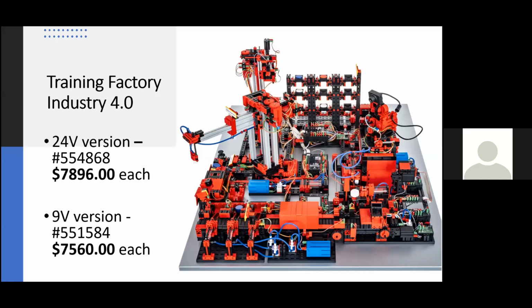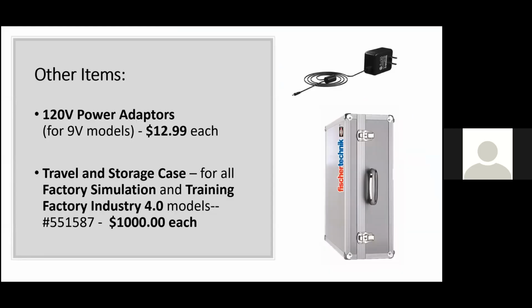And finally, the Training Factory Industry 4.0. These are the current versions. The 24-volt version, 554868, is $7,896 per unit. The 9-volt version, 551584, is $7,560 per unit. Other items, the 120-volt power adapters for use with the 9-volt models, which I touched upon several times, are $12.99 each.